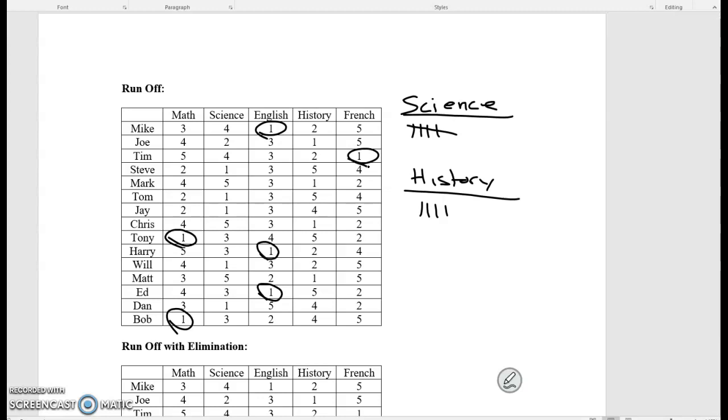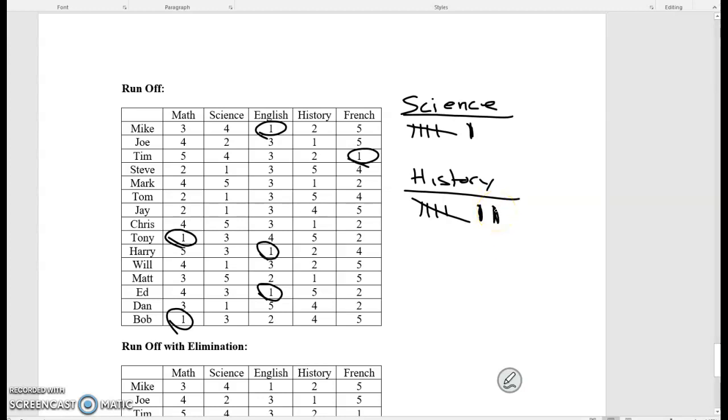So for Mike, who voted English first, he voted history second and science fourth. So history would get his vote. For French, with Tim, he voted history second and science fourth. History would get his vote. For Tony, who voted math first, he voted science third and history fifth. Science gets his vote. For Harry, who voted English first, he voted science third, history second. History gets his vote.